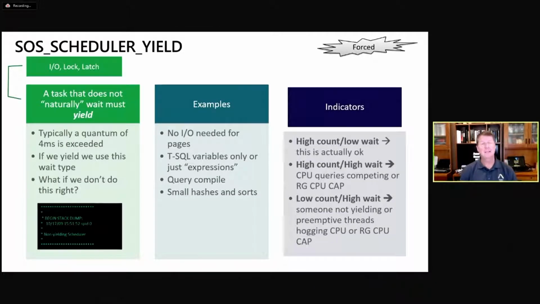So what are the indicators of this wait type? This is where I'm trying to break some myths. If you just see a count of these, but it's a low wait, this is okay.